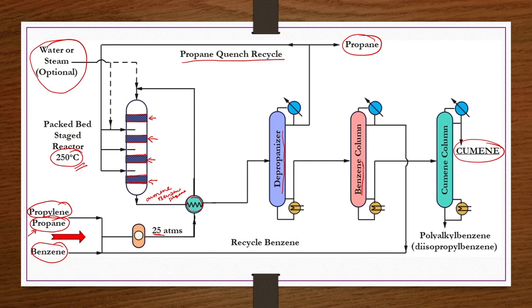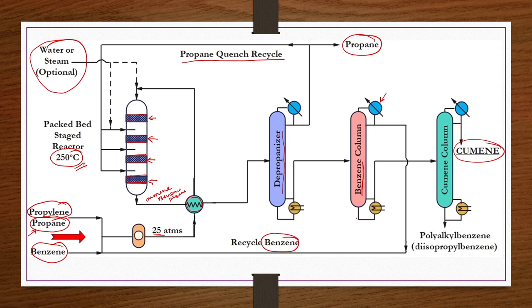Here, this is also a distillation column. The temperature, pressure, etc. are maintained in such a way that benzene, which is more volatile compared to the cumene, would be collected as the top product. Once the benzene concentration in the top stream is high or almost pure, you can condense it and take it back to the reactant mixture as recycled benzene.